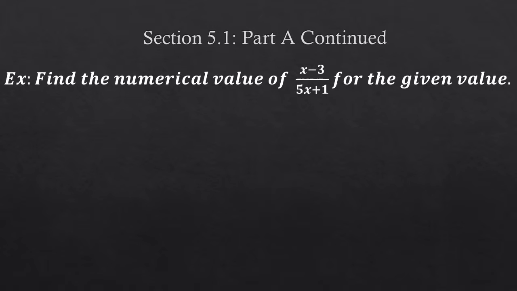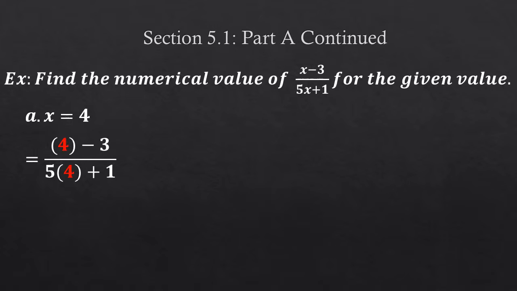Find the numerical value of (x minus 3) over (5x plus 1) for the given value. A, x equals 4. So what you're going to do here is basically wherever you see an x in the expression, you're going to substitute in, using parentheses, the number 4, and you're going to perform any arithmetic operations to complete the solution. So at the bottom you see here we have 5 being multiplied by 4. That's the first thing that you should do.